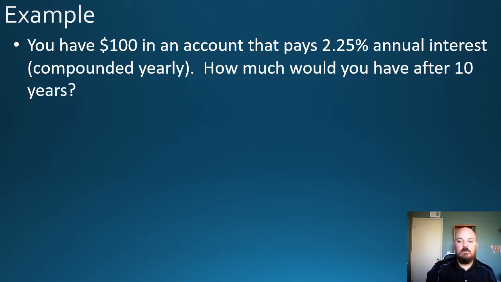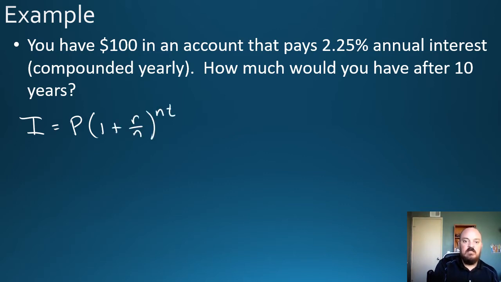So the equation I'm going to use is the only equation we have. I equals P times 1 plus R over N to the NT. And what I'm going to do is go off to the side and go through the problem and just assign variables to each number. So basically it says you have $100 in an account. That's our initial amount. That's what we call P. So P is 100 for this problem.